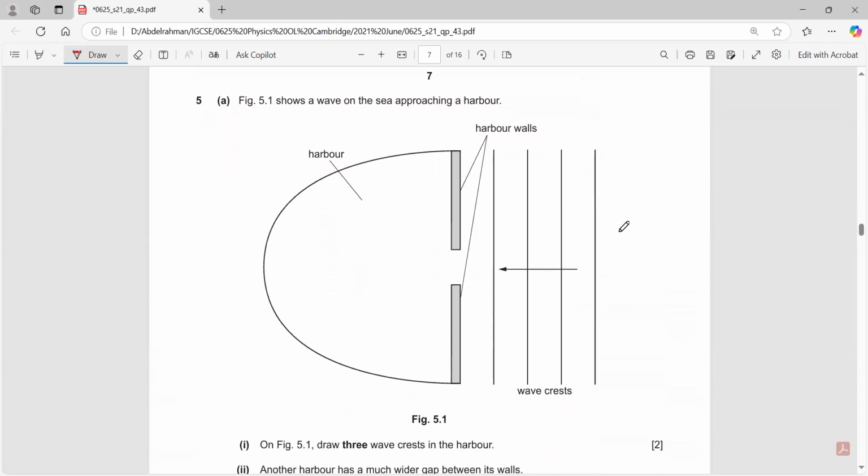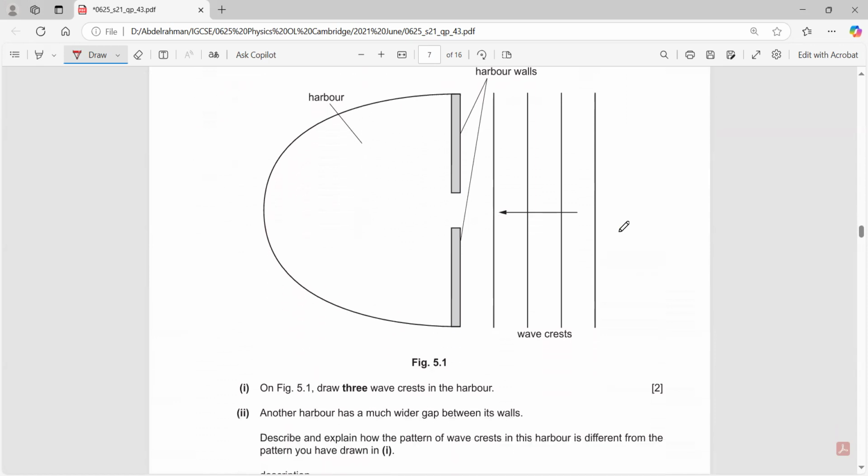Figure 5.1 shows a wave on the sea approaching a harbor. On figure 5.1, draw three wave crests in the harbor. So as they pass through the gap, what will happen? We need to draw the waves after they diffract. Diffraction.